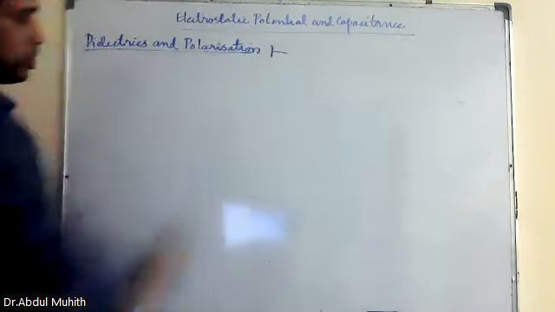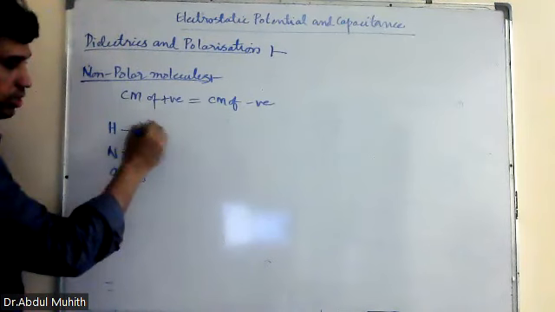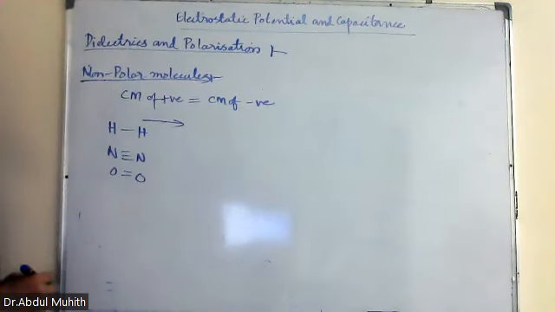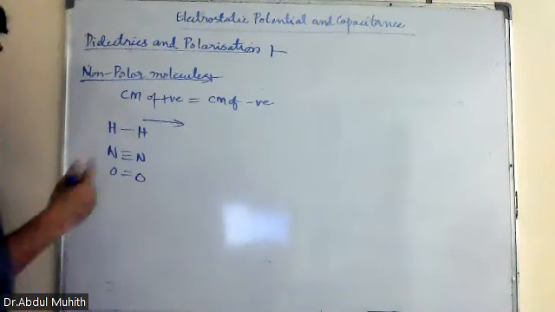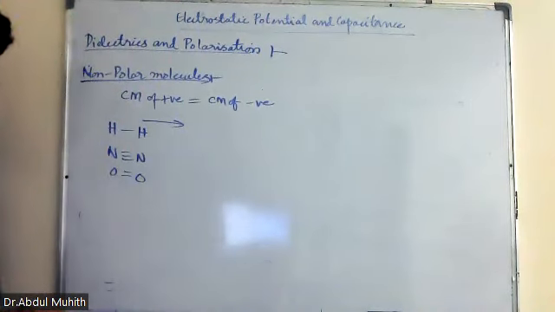So suppose you are placing these molecules in the electric field, what happens? There is no dipole moment. Okay, means they don't rotate in the direction of the electric field. Is that clear? When you place this type of molecules in the electric field, there is no dipole moment. Okay, so next one is what?